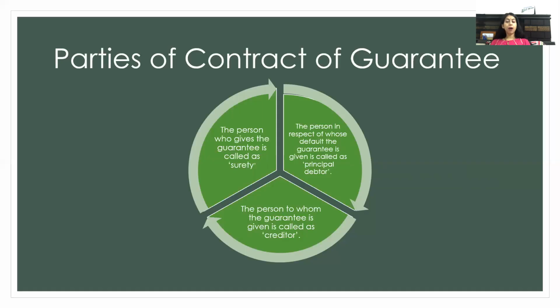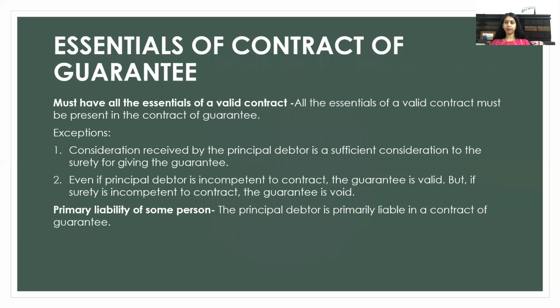Next, parties to the contract of guarantee. So there are three parties. The person who gives the guarantee is called the surety. The person in respect of whose default the guarantee is given is called the principal debtor, and the person to whom the guarantee is given is called the creditor.